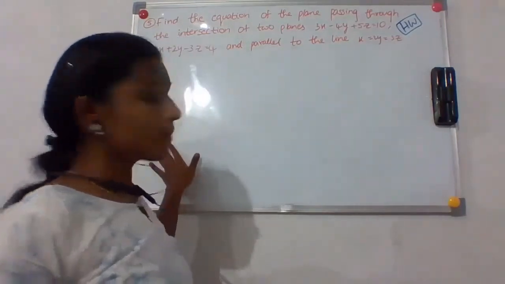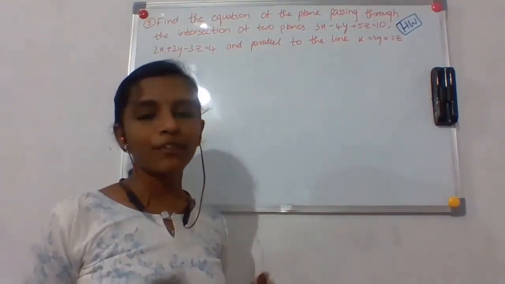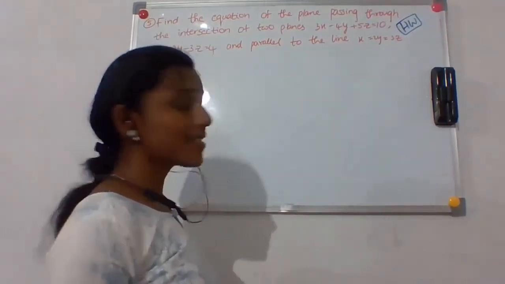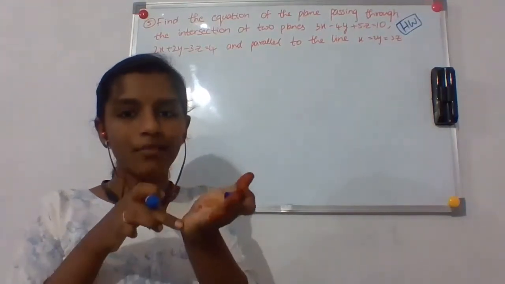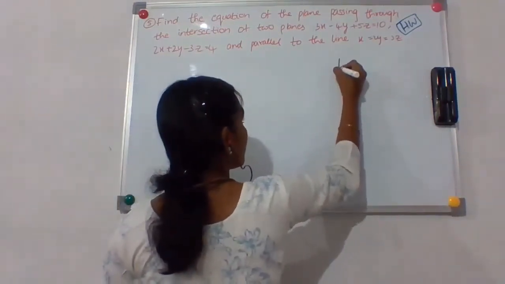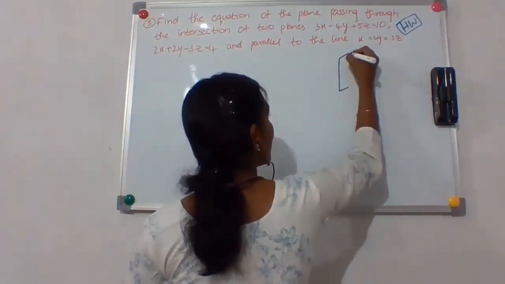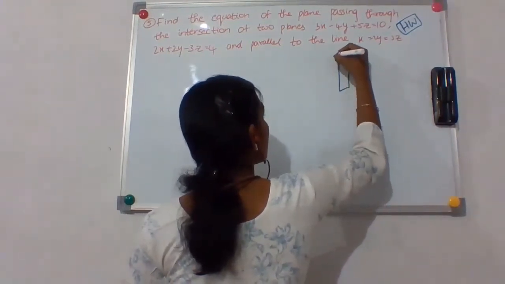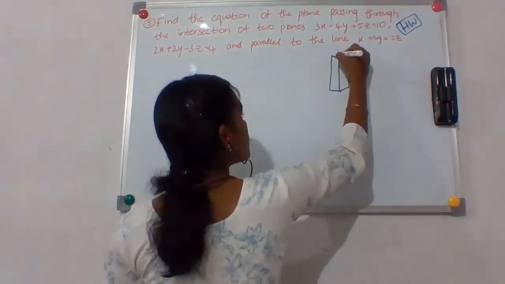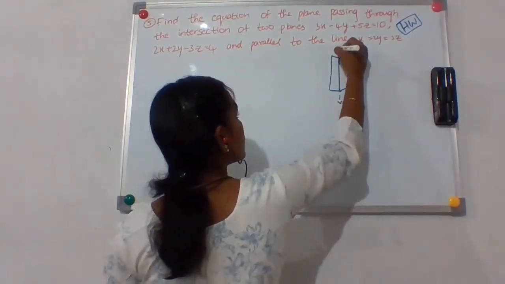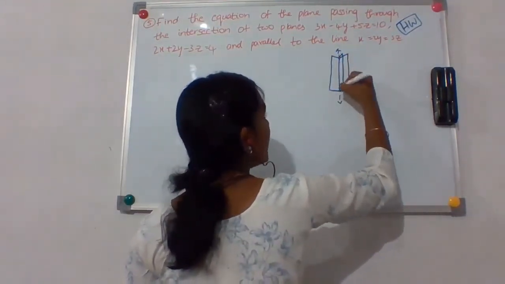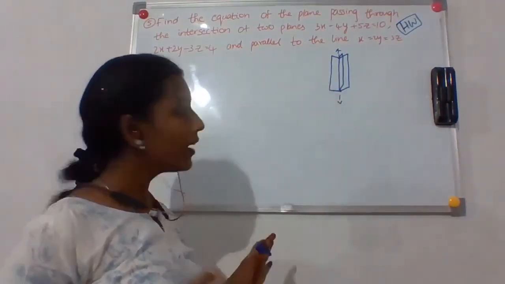So now how do we do this problem? At first, what are we going to do? We are going to imagine the problem and put it on the board, right? Two planes are there and there's a line of intersection, and through that the required plane is passing. Let us draw that. This is one plane and this is the other plane. This is the line of intersection and this is the required plane. Okay, we are done now.